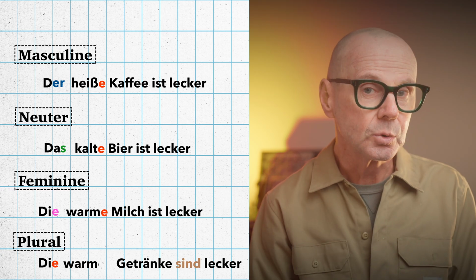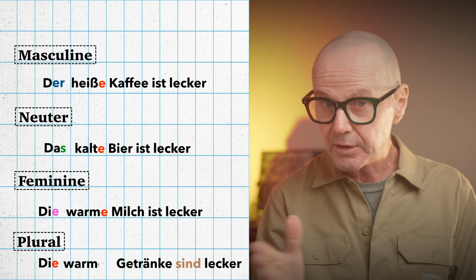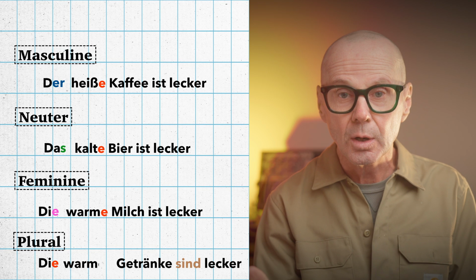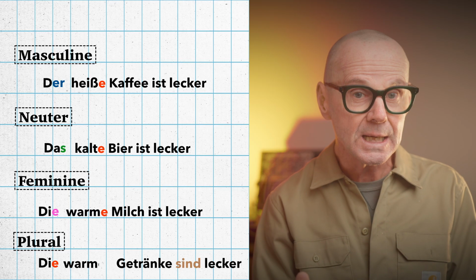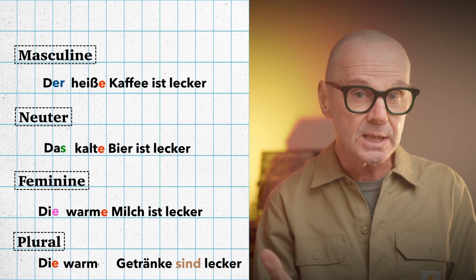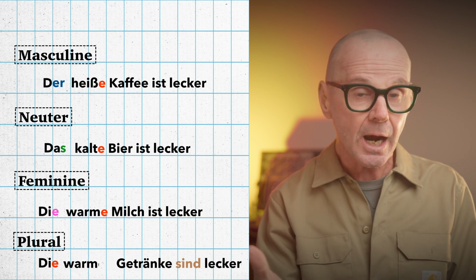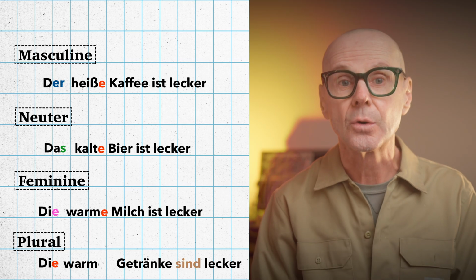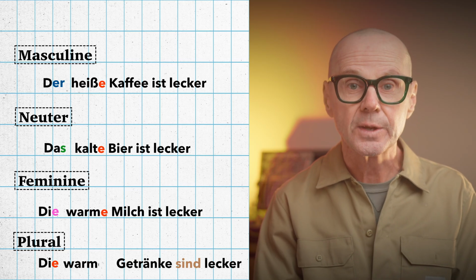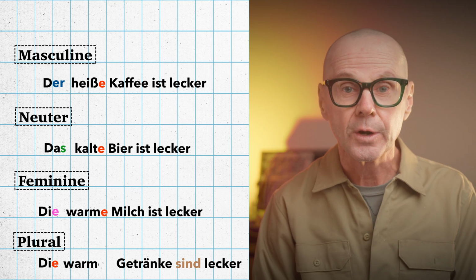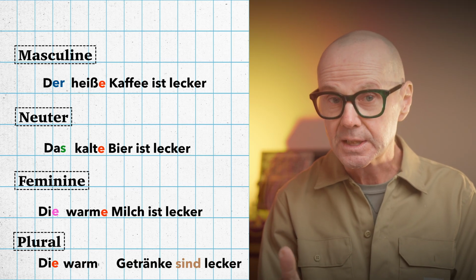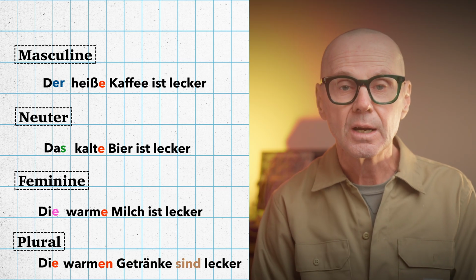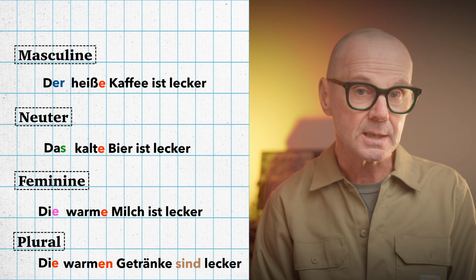Oh, and what about the plurals? Well, up until now we haven't had the opportunity to differentiate between feminine and plural because there's only been one place to put an ending, and our basic ending for both is that E. But now we've got an article and an adjective. And since the article is already D, this leaves us with an adjective where we can add on a different ending, one that's different from the feminine ending. And this is why we end up with die warmen Getränke sind lecker.